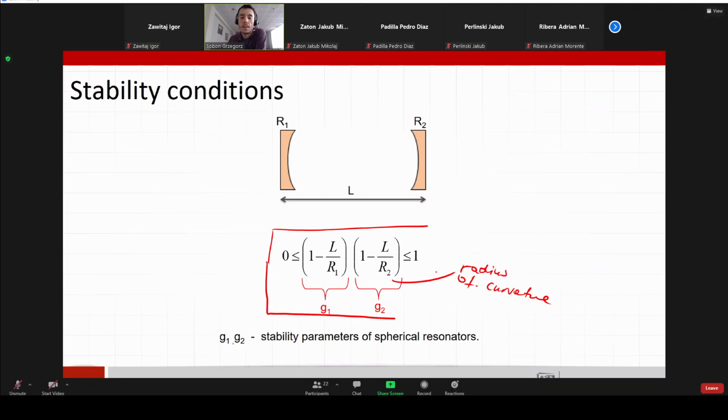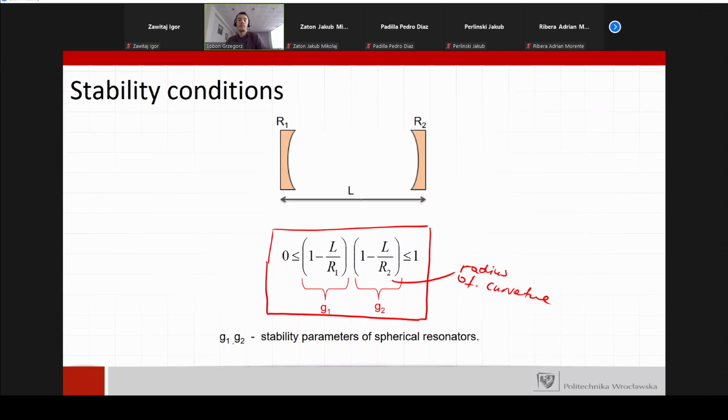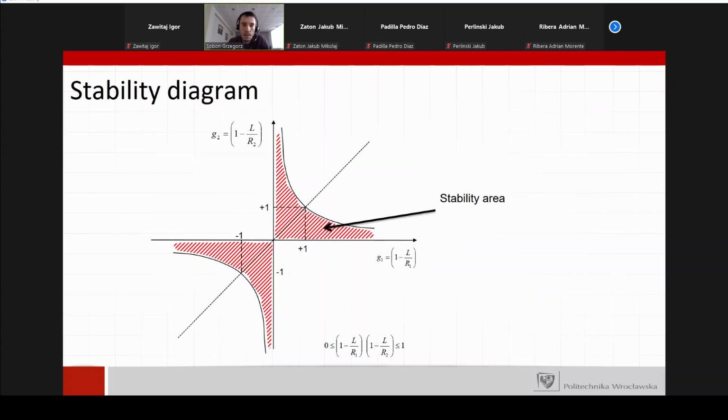So if we choose the length of our laser and we choose the radius of curvature, we can just easily calculate this and see if this is less than 1 and more than 0. And if yes, then this is stable. This can be plotted as a stability diagram. And we can define this stability area here, filled with these red lines. This is the area where the laser is stable.